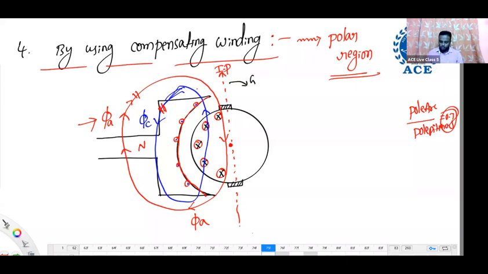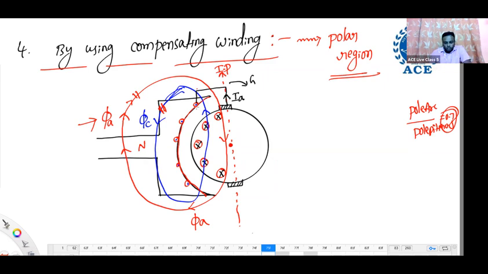Remember this. First, take the figure. Observe here. Compensating winding, who will supply current? The compensating winding we connect in series with the armature. That is important. So whenever there is a current in the armature, the same current will also flow in this winding.